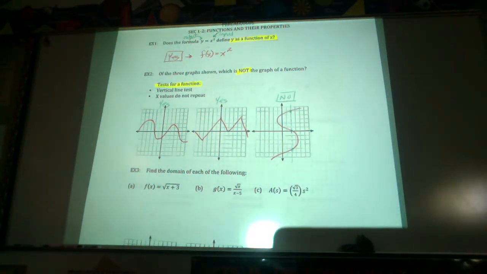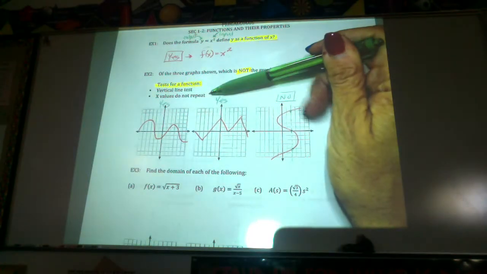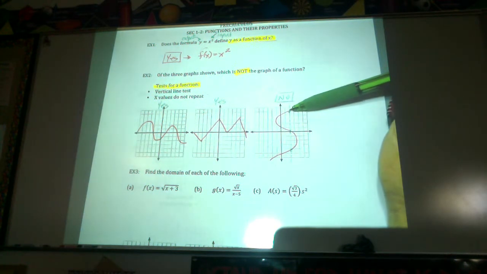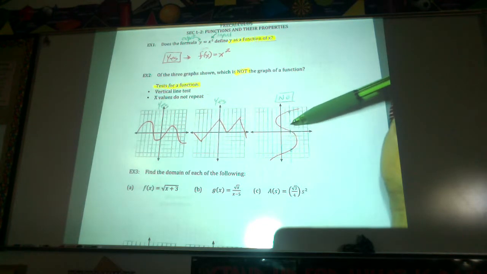That's the one that's not a function. Now I also threw in here the other test for functions. If you're looking at ordered pairs, right here, we're looking for x values to not repeat for it to be a function. So if you think about the x value here, notice that the x here is 2 and the y is what? 2, 4, 5.